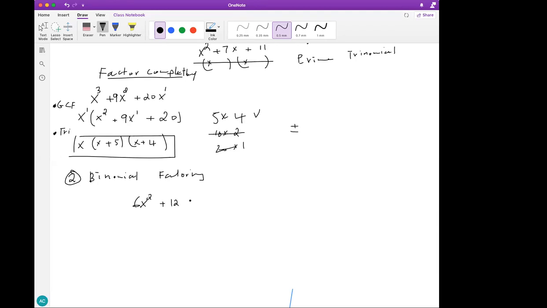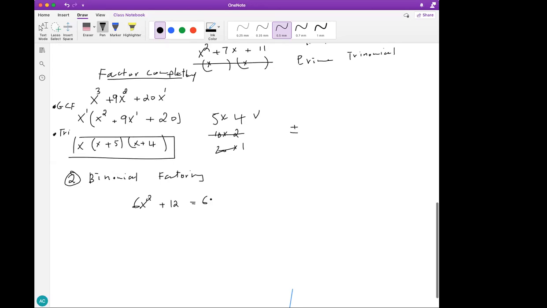That's a binomial. As always, what do we look for first? The common thing is going to be 6. Did you see it? We have 12 and 6, but 6 is the highest common factor, so we're going to put 6 outside the parentheses. x squared divided by 6, we get x squared. Plus 12 divided by 6 is 2. That's it, we factored it.